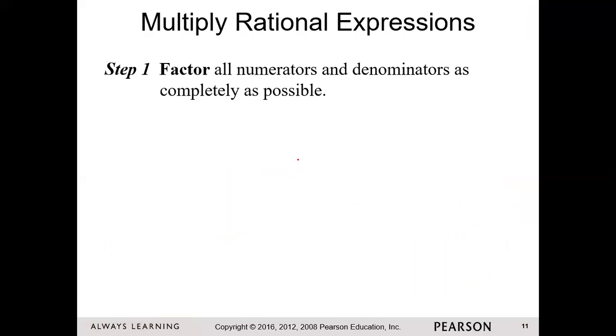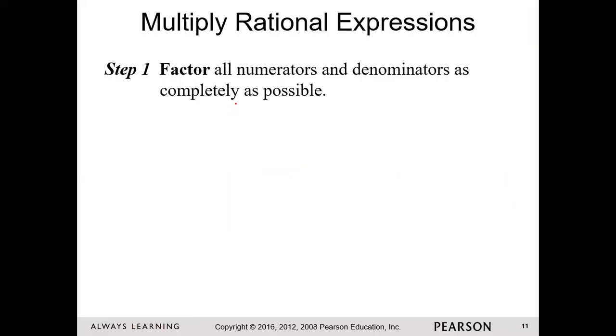One of the common errors that I see with students with this particular concept is that they start multiplying these polynomials and then they have no way to figure out how to get them back down to size. So you want to factor so that way you can cancel as much as you possibly can.